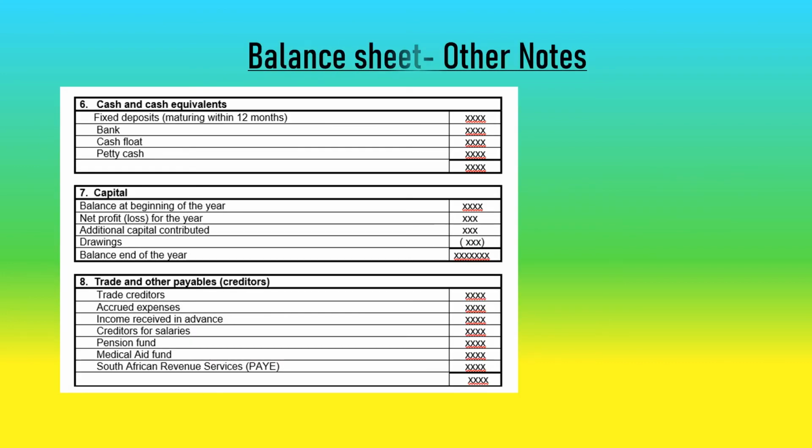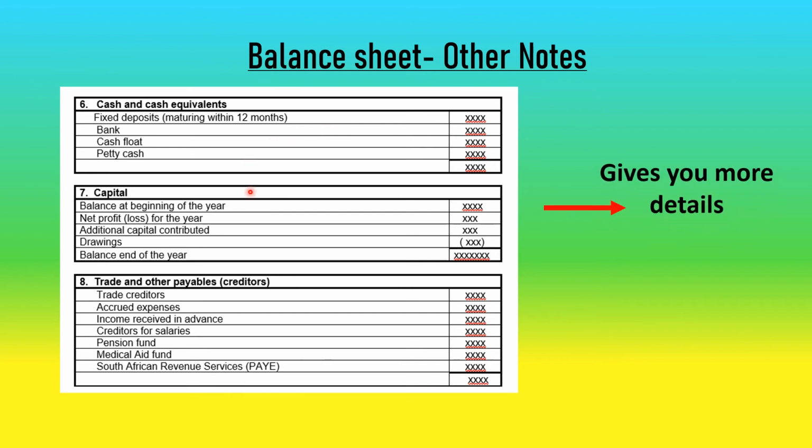Here you have other notes of the balance sheet. One, which is cash and cash equivalents. Here you can see once again, cash and cash equivalents is giving you more information about the type of cash you have. So always keep that purpose at the back of your mind, that a note is giving additional and more detailed information about what's on my financial statement line item. Right, so you've got your cash equivalents. It tells you you've got bank, cash on hand, petty cash, and fixed deposits maturing within 12 months.